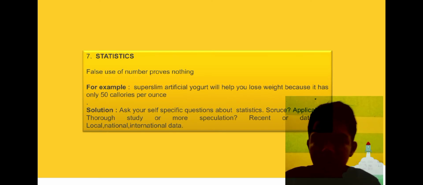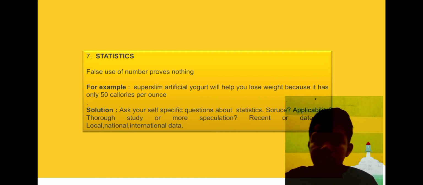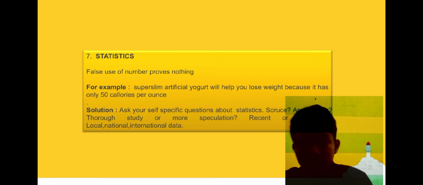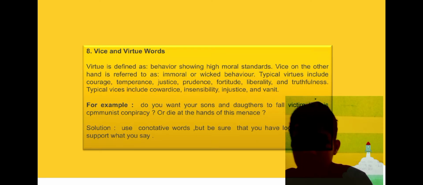Number 7. Statistics. False use of numbers proves nothing. For example, super slim artificial yogurt will help you lose weight because it has only 50 calories per ounce. Solution: ask yourself specific questions about statistics: source, publicly verified study or mere speculation, reason or date, local, national, and international data.